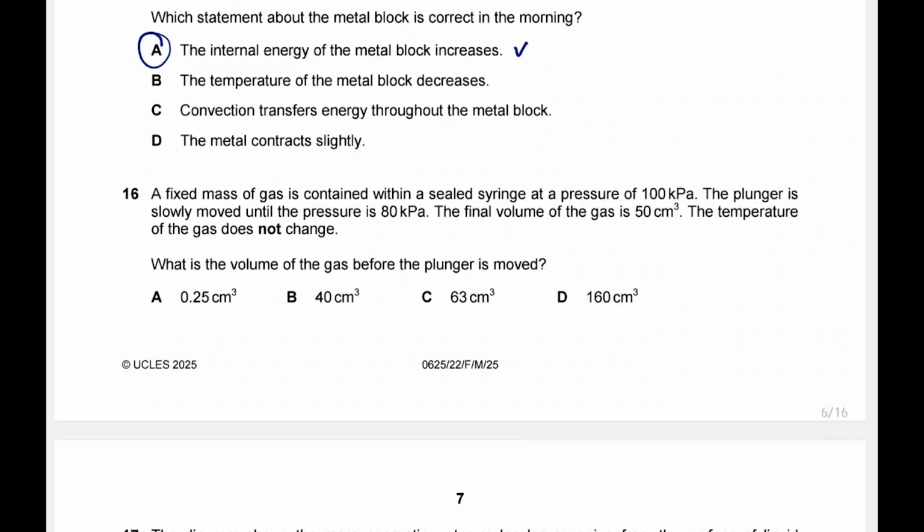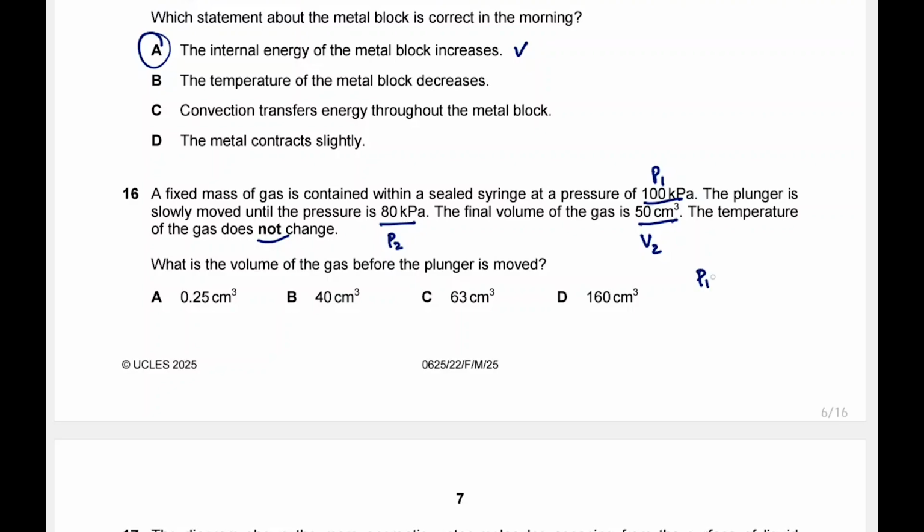Now number 16. A fixed mass of gas is contained within a sealed syringe at a pressure of 100 kilopascal. The plunger is slowly moved until the pressure is 80 kilopascal. So we have initial pressure and final pressure. The final volume of the gas is 50 cubic centimeter. This is the final volume. The temperature of the gas does not change. What is the volume of the gas before the plunger is moved?